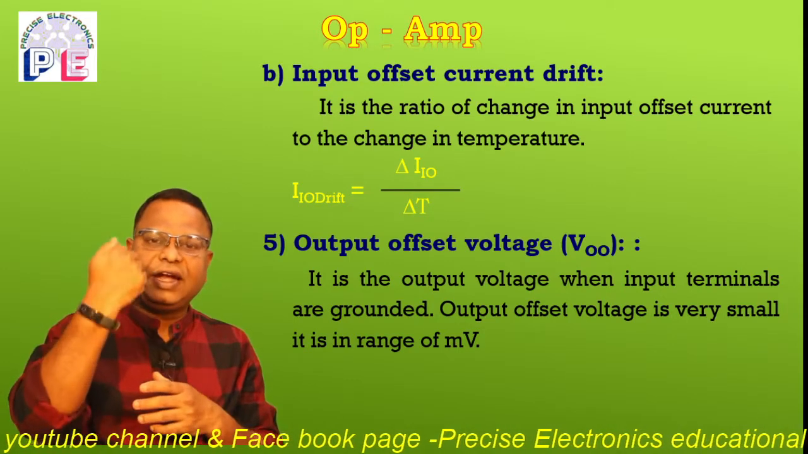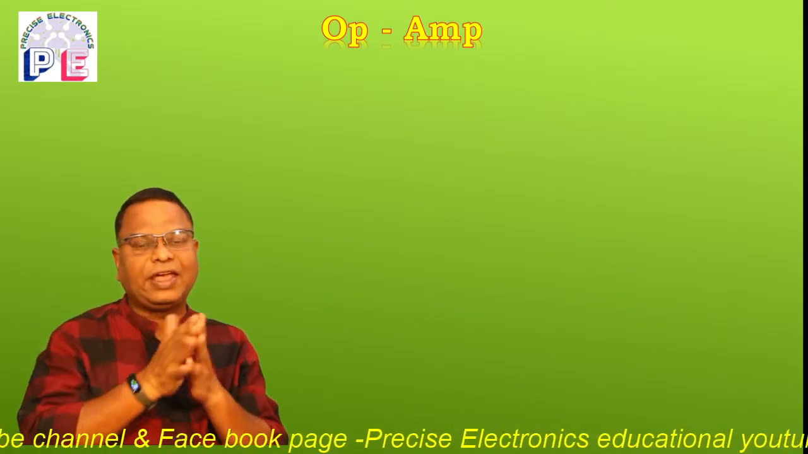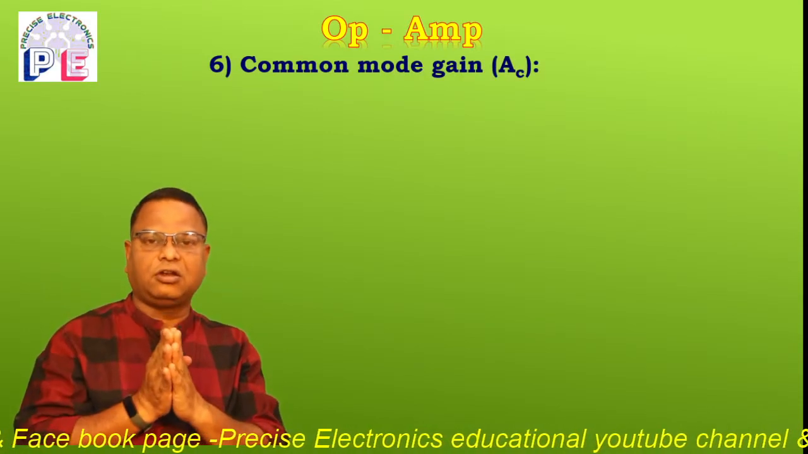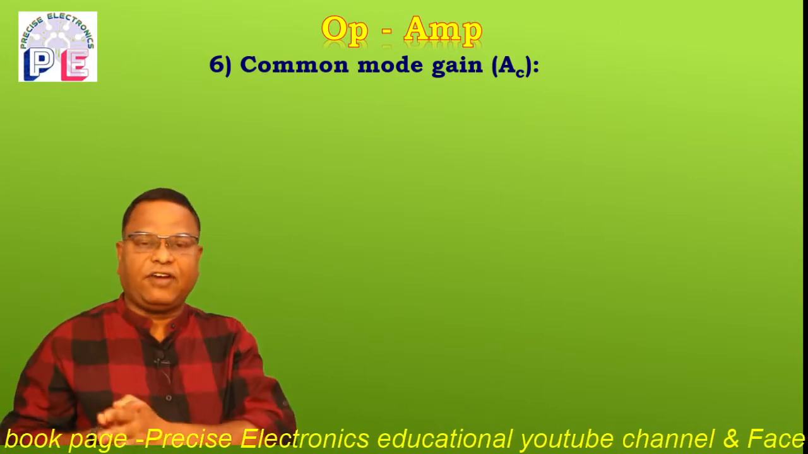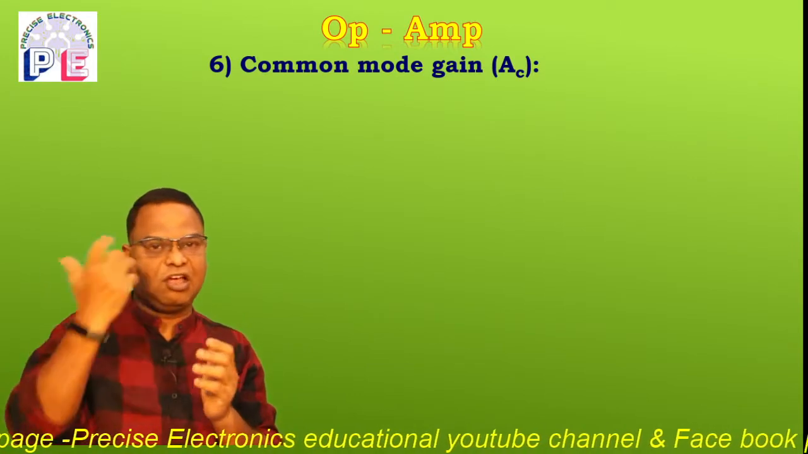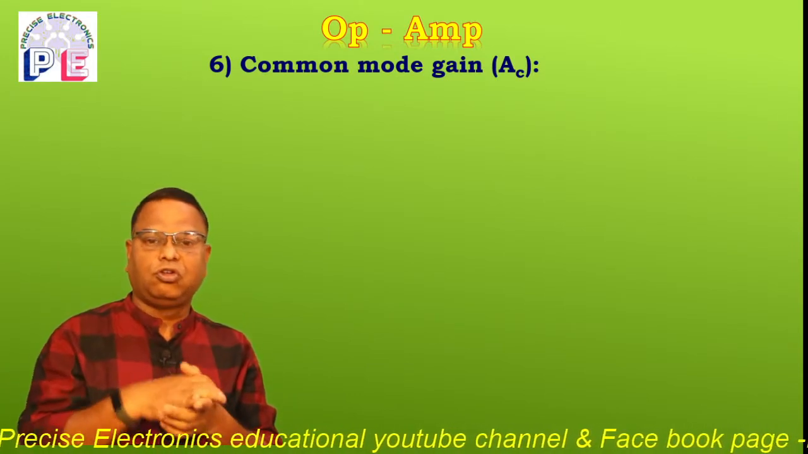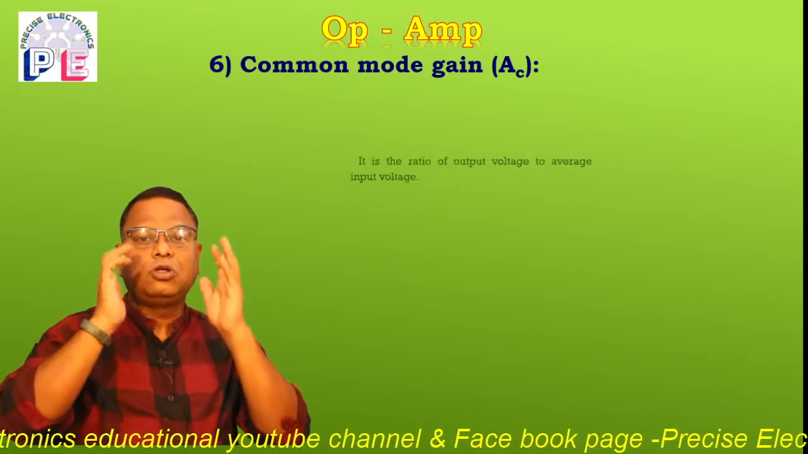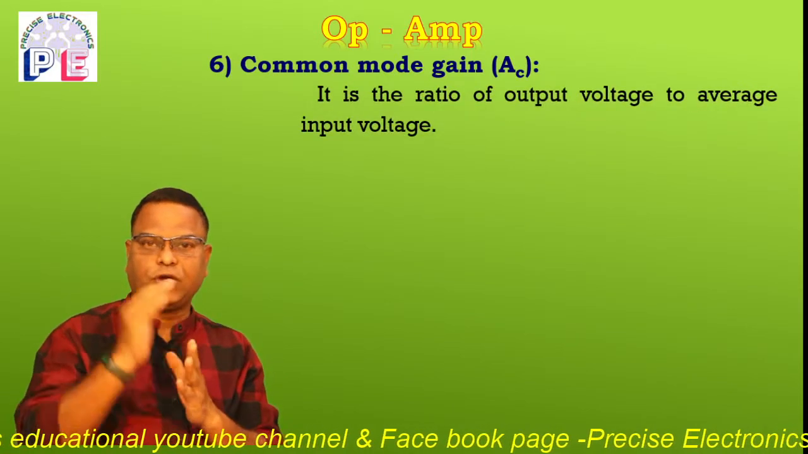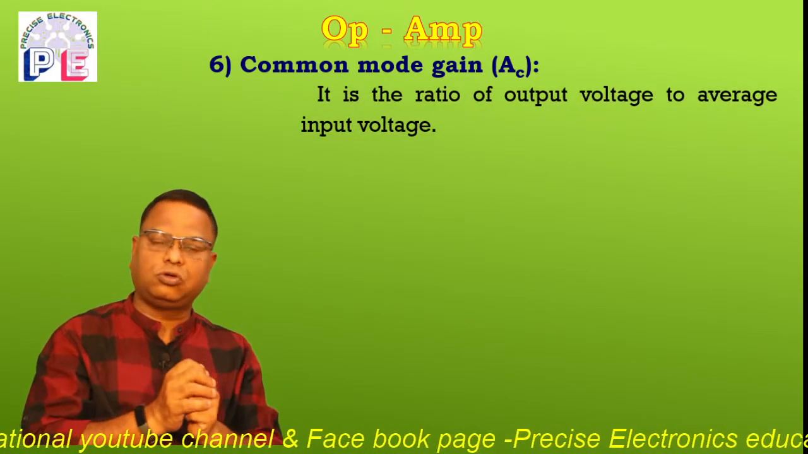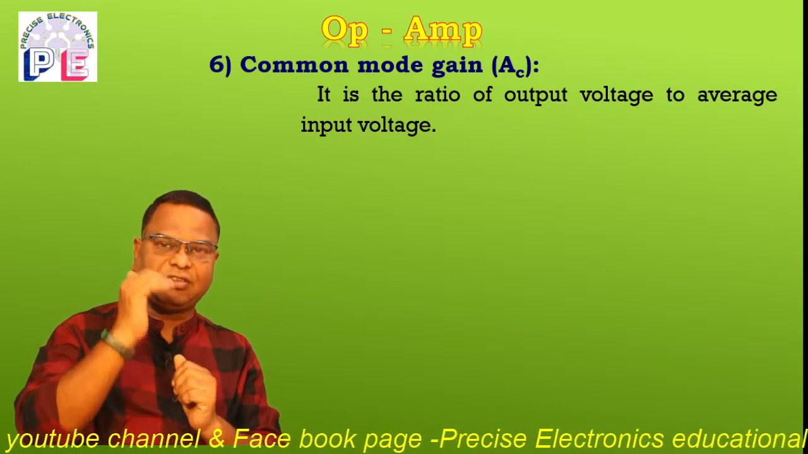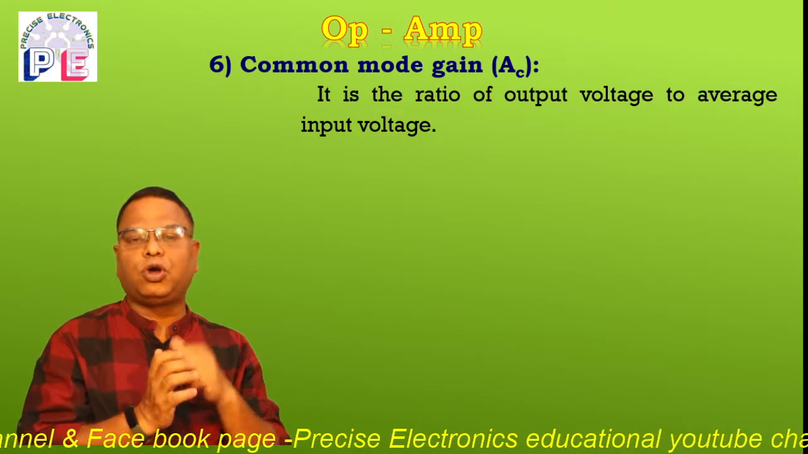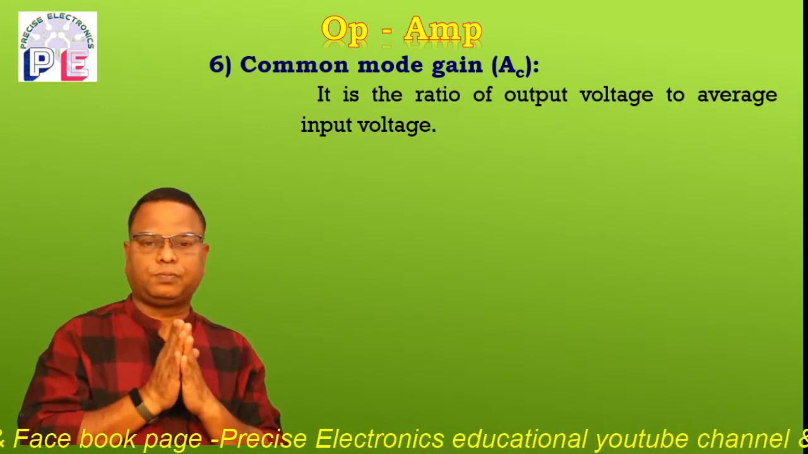Now we are moving towards the next parameter, that is common mode gain, A suffix C. Friends, this common mode gain is already defined. We have already derived the common mode gain in the last video lecture on differential mode. So what is gain? Gain is nothing but the ratio of output to input. So A is equal to V output upon V input. In this case, A suffix C, A is gain, C is common mode. So A suffix C is equal to V output upon V input.